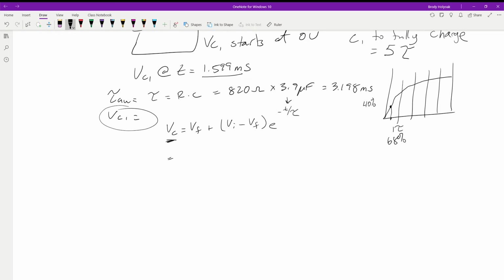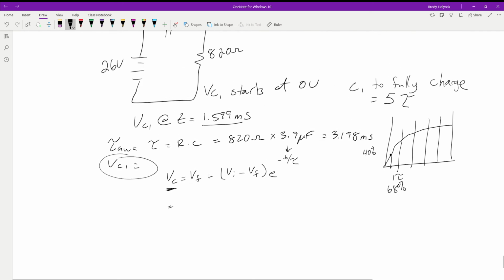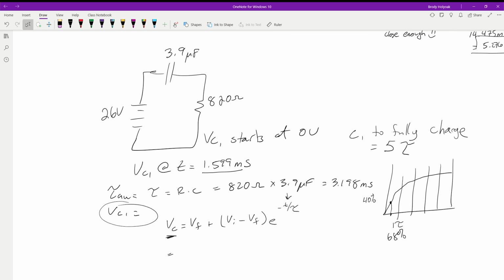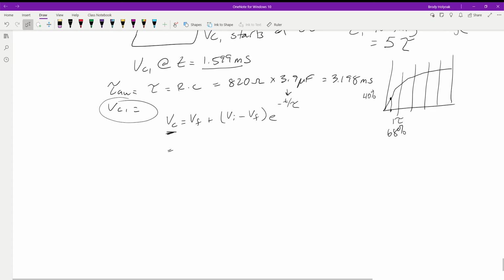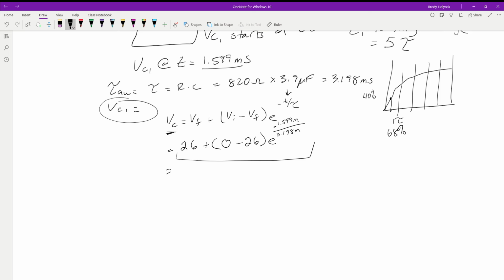So the V final is the voltage that the capacitor is trying to get to. And in this case, it's the maximum voltage that's available to it, which is the 26 volts. So we have 26 plus the initial voltage, which remember was 0, minus 26, times e to the negative 1.599 milli divided by our tau, which is 3.198 milli. Then we just plug this value into our calculator, and that will give us what the voltage of the capacitor is after so much time.